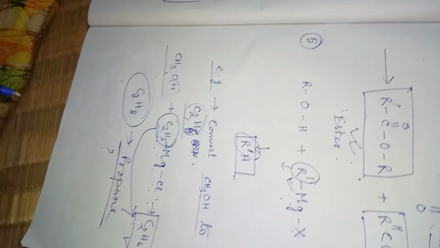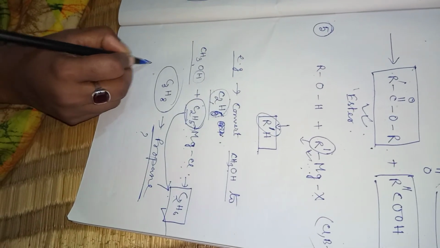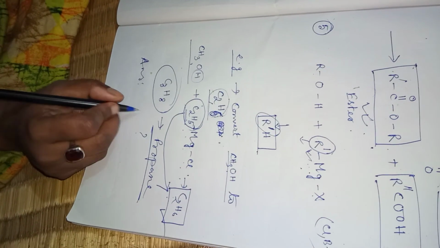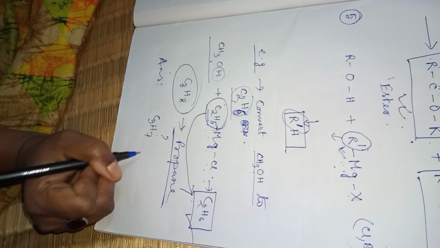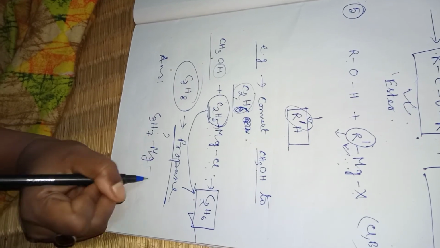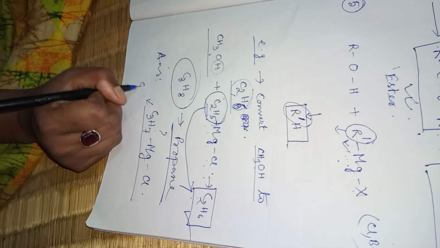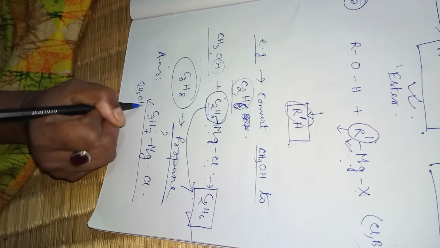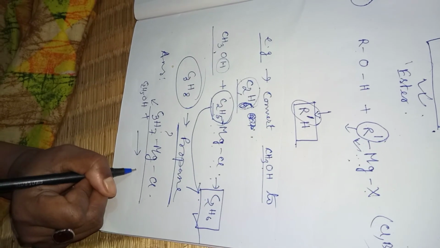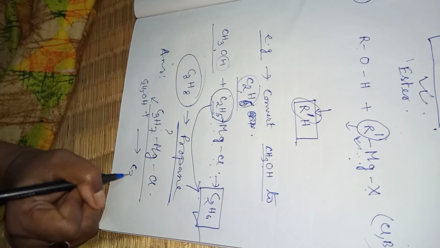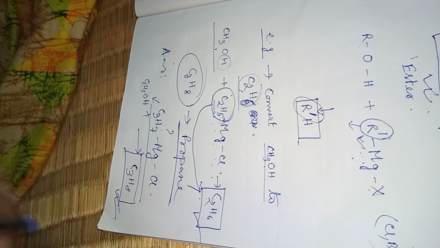This is your question. Pause the video and give the answer. Now the answer: in this case, the alkyl magnesium halide will be C3H7MgCl. If it reacts with any alcohol, you can take C2H5OH also. If you add this, then we will get C3H8. So this is your required alkane in this case.